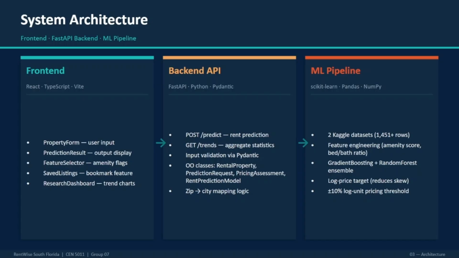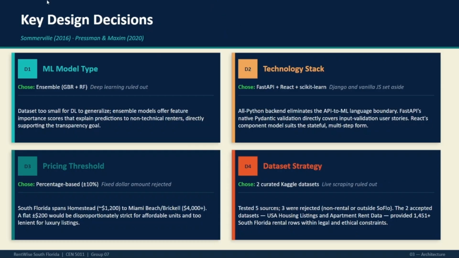Finally, once a prediction is made, the system classifies the listing, using a plus or minus 10% log unit threshold, to determine whether it is underpriced, fairly priced, or overpriced. Next, I will go over all of the key design decisions that were made during this project.